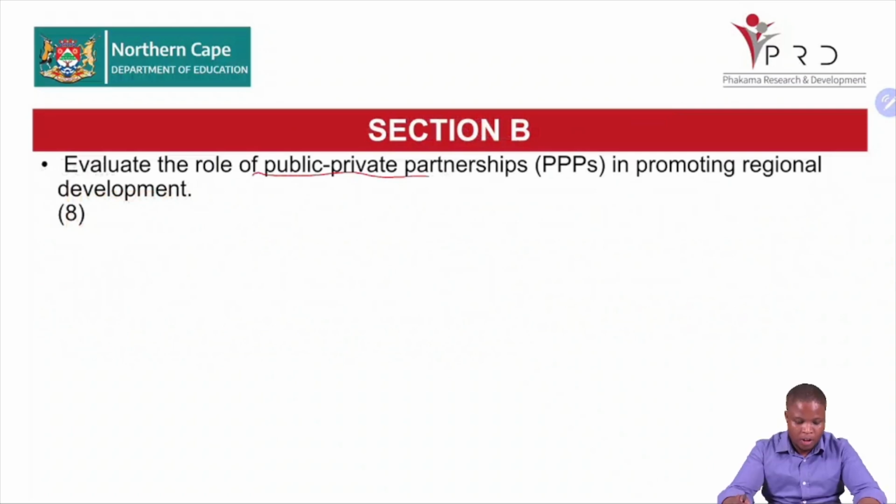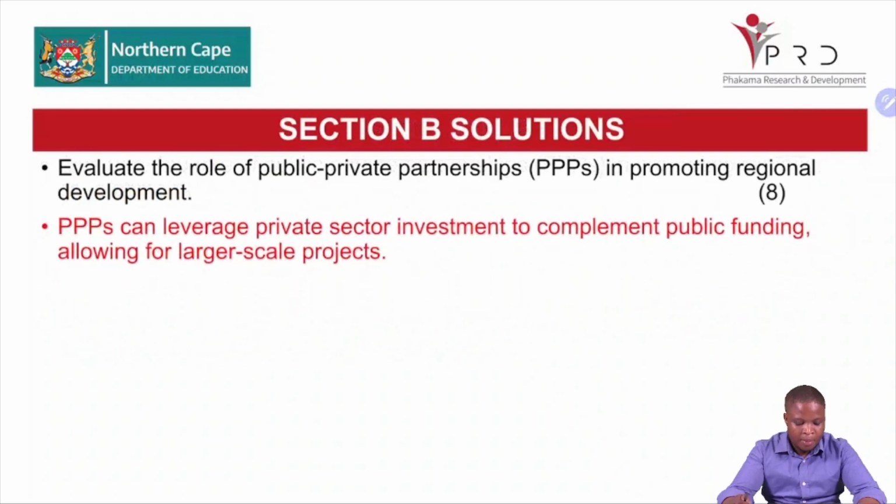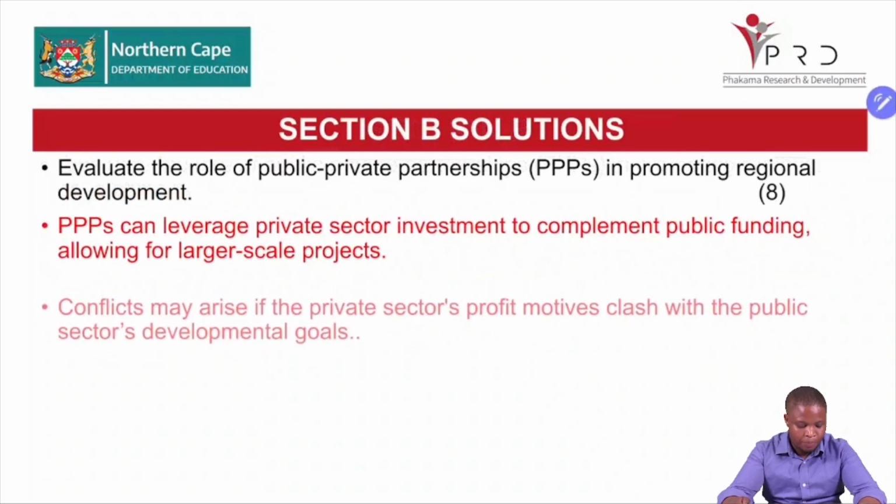Right, grade 12, thank you. Let's look at our possible answers. We're looking at the role of public-private partnership. Remember, the private are building the businesses, public is providing the infrastructure. Triple P can leverage private sector investment to complement public funding, allowing for larger scale projects. So when there is that infrastructure, it can create a situation where private sector want to invest more.